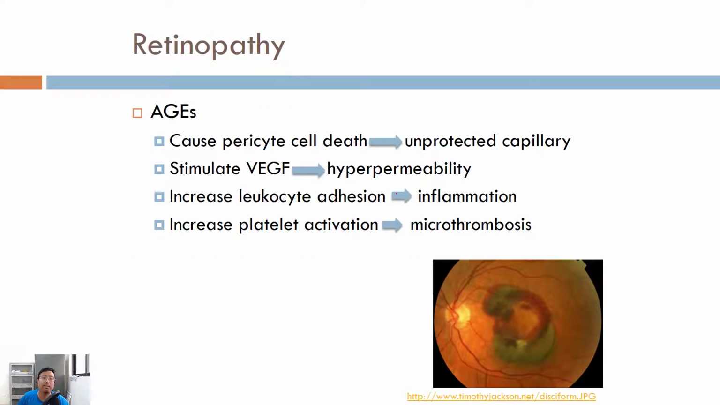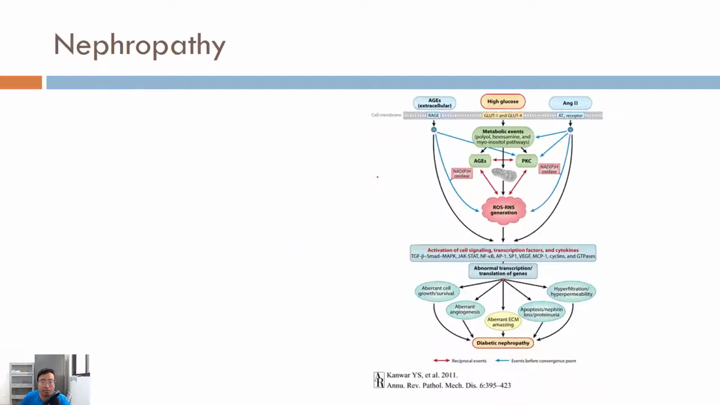For example, in retinopathy, they can lead to pericyte cell death, which will lead to unprotected capillaries, and then complications of diabetic retinopathy, like flame-shaped hemorrhages, will take place. Next, they can stimulate vascular endothelial growth factor, which will lead to vascular hyperpermeability. They lead to increased leukocyte adhesion, leading to inflammation, as well as platelet activation, leading to microthrombosis. So all these are the basic pathogenesis of diabetic retinopathy.